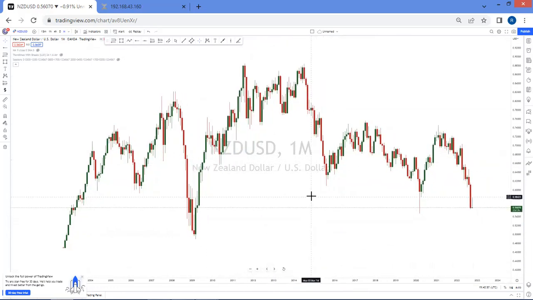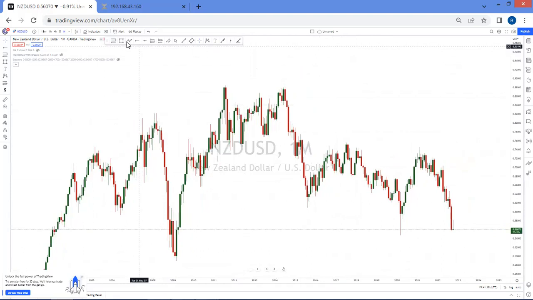The first thing I do whenever I want to do any analysis is go to the higher time frame and mark out my support and resistance, because in the nearest future I will be looking to see reactions at those particular areas. So let me start from the top here.